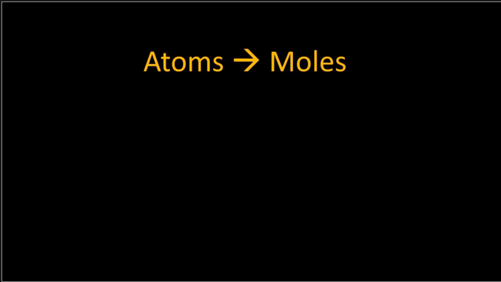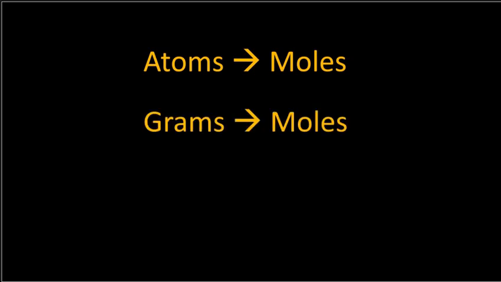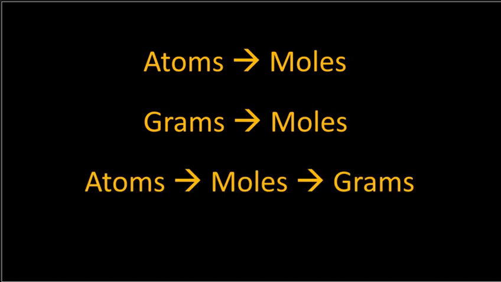Now, last time we talked about going from how many atoms in moles. We talked about how to go from how many grams in moles. Now, what you'll notice is both of those things are tied to moles. So what you're going to do is, if you want to connect atoms in grams, you need to go through moles. So let's say you want to know how many atoms in a certain number of grams. You go from atoms to moles, and then moles to grams.